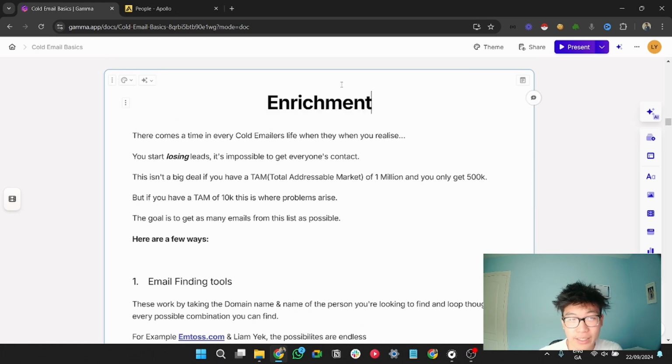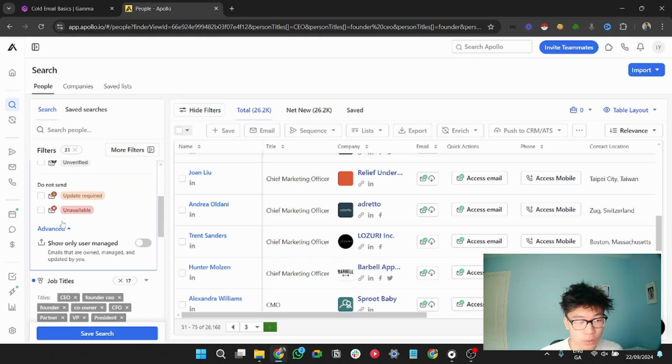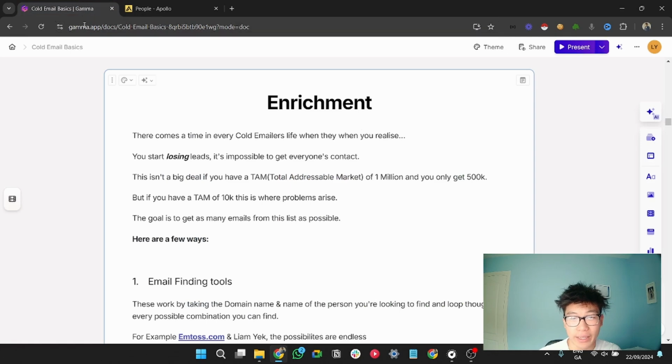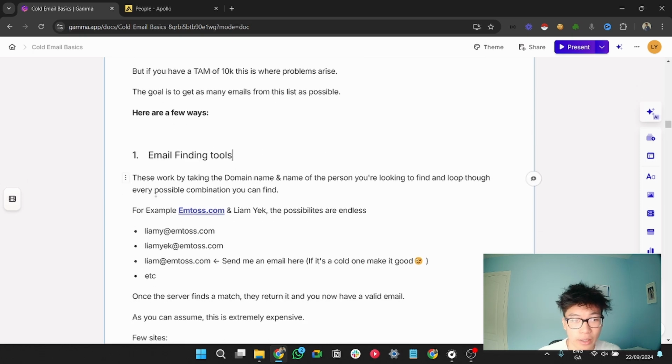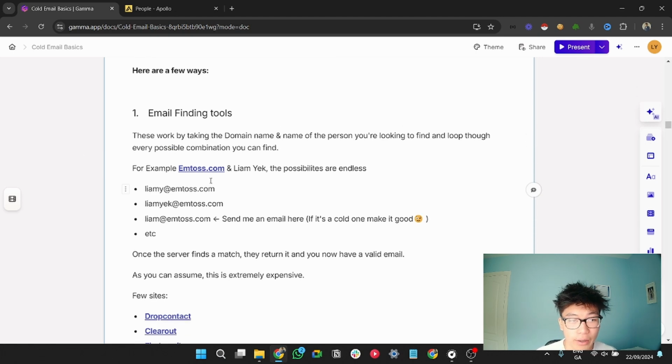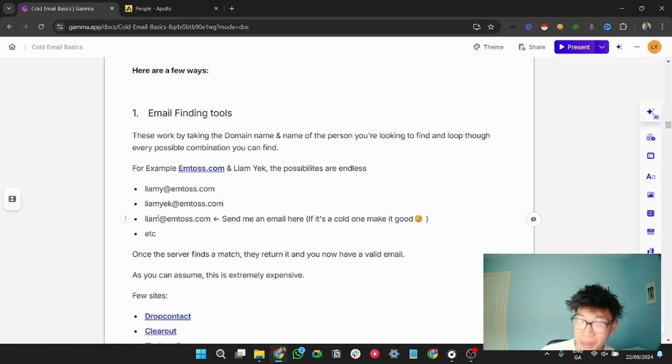So let's say you pull the Apollo list, right? And if I change this, there are ones that are unavailable. So instead of getting access to the email, you have ones that are email not found. You can still find those emails. So email finding tools I'm running work by taking a domain name and the name of a person you're looking for and looping through every possible combination you can find. For example, mtos.com, which is my site, and Liam Yak, which is my name. The possibilities are endless. So Liam Y, Liam Yak at mtos, Liam at mtos.com.